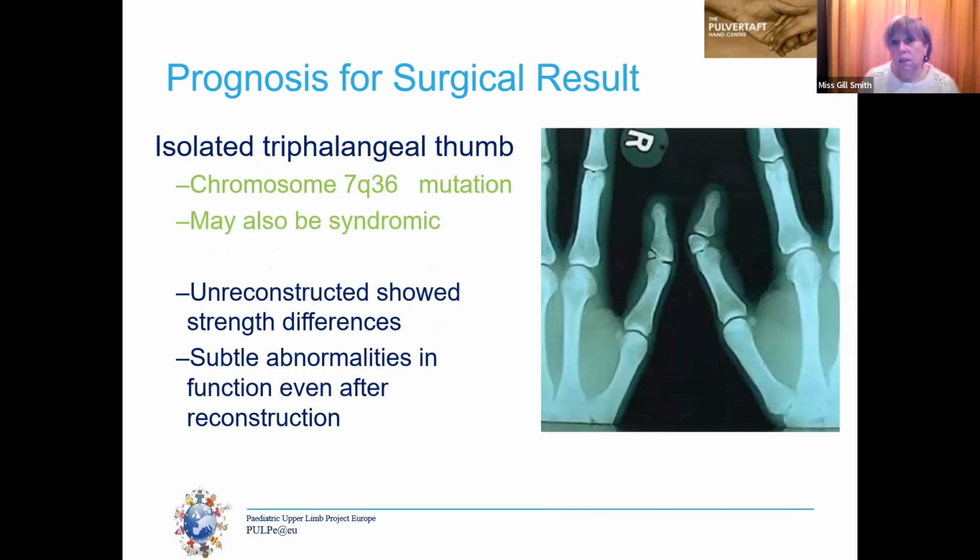The triphalangeal thumbs work pretty well. They look more like a finger, but you can get some good results. However, as has been shown by the unit in Rotterdam, even though they look good and they seem to work well, if you look subtly at them, they have subtly different function from normal thumbs. And that's even the ones that haven't had reconstruction.